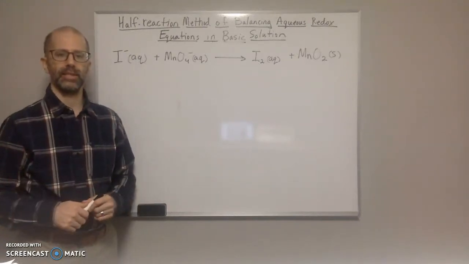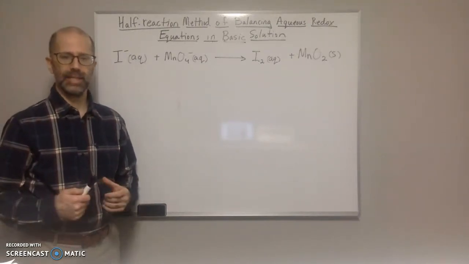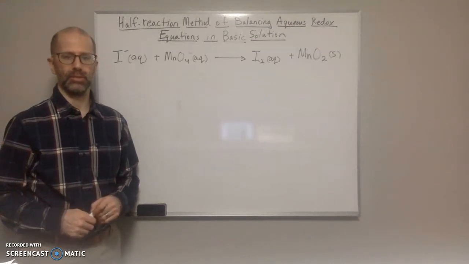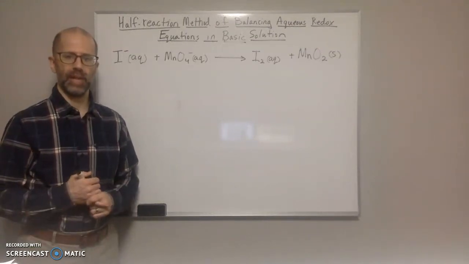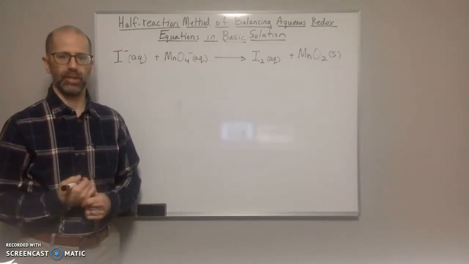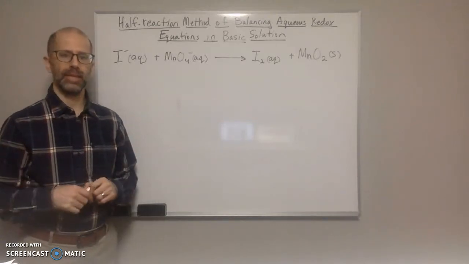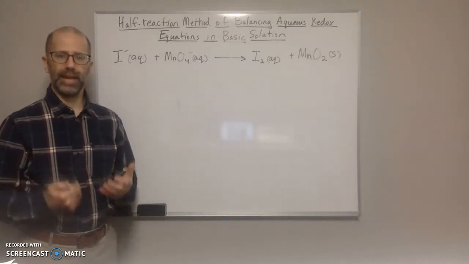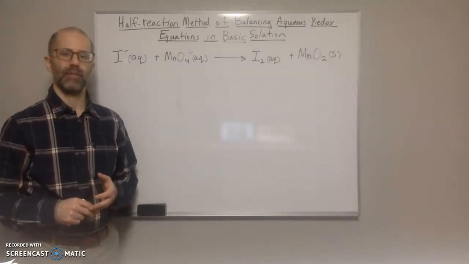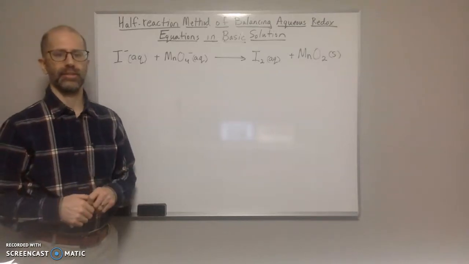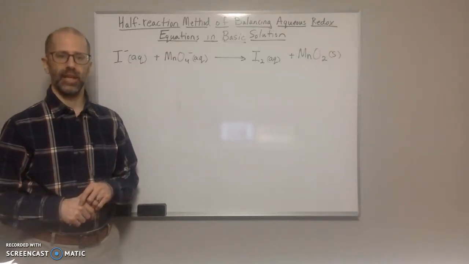But in this case, instead of balancing it in an acidic solution, we're going to balance it in a basic solution. So we're going to use the same half reaction method as before. It's pretty much going to be the same steps as we did with an acid, but this time we're going to use hydroxide to neutralize the H plus.